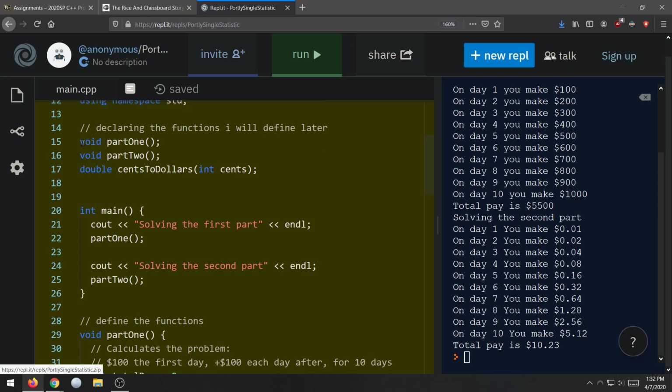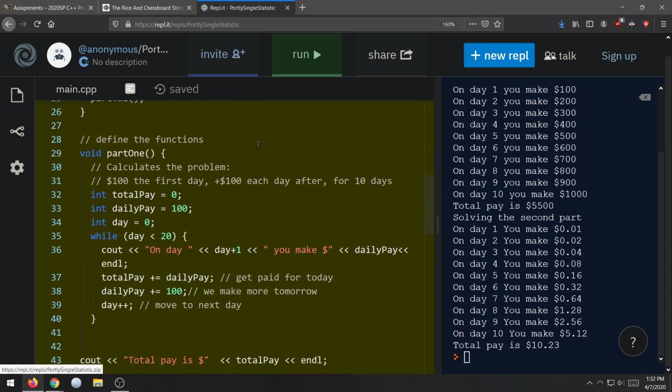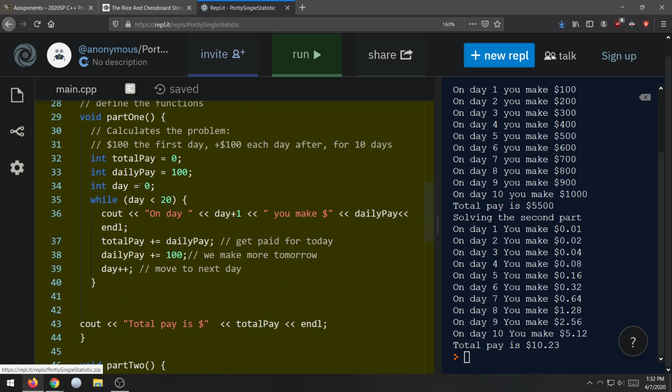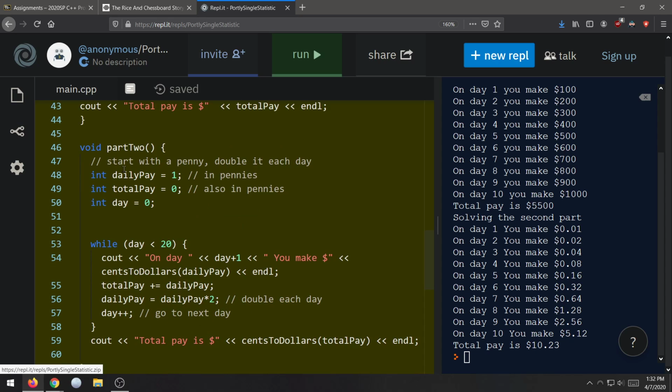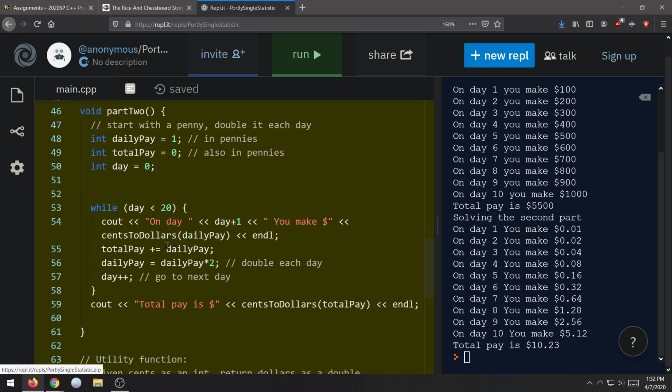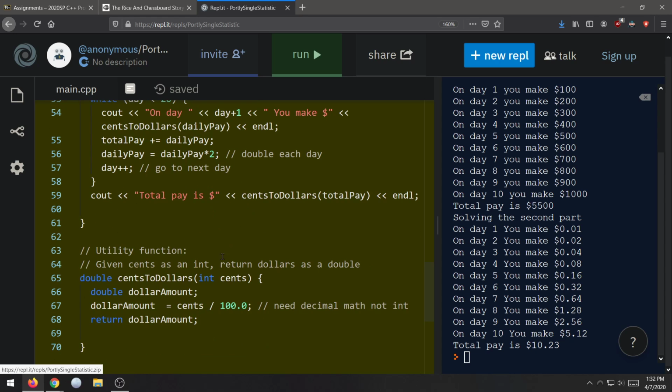Okay. Let's just step back through. So I've got my functions up here. I have main, which is just a nice way of breaking this into pieces. And then I have my pieces. In the first one, I add 100 each day for 20 days. In the second one, I double it each day for 20 days. And I have the extra complexity of having to track it in cents versus dollars. And so I have this little function here.